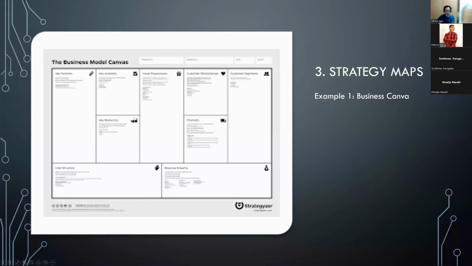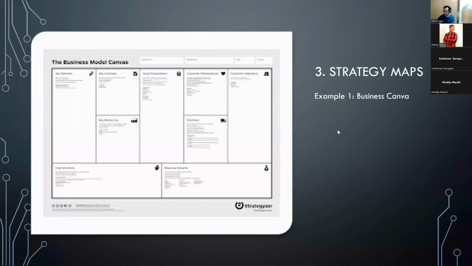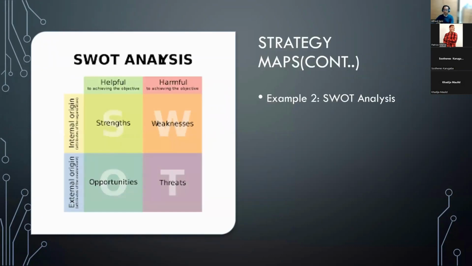So the second one is SWOT analysis. So I'm just gonna go back to the slide. The second strategy example ya strategy map ni nini? Ni SWOT analysis. Sasa SWOT analysis wote unajua. Sijui kama kuna mtu chuoni ambaye hajasoma SWOT analysis.